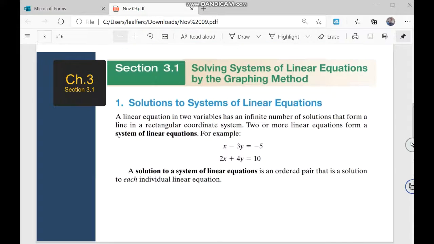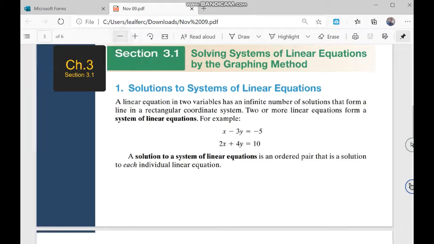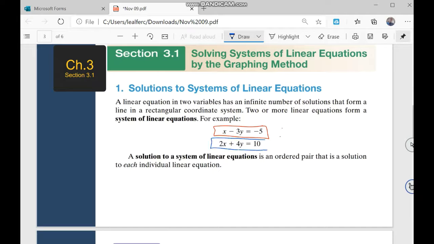And today we are starting with section 3.1, solving systems of linear equations by graphing methods. The first thing that we need to talk about is what is a solution. First, before that, what is a system of linear equations? We know what is a linear equation, right? If you check here, you have one linear equation here. This is one linear equation. And in blue, you have another linear equation right here. So each one is a different linear equation.